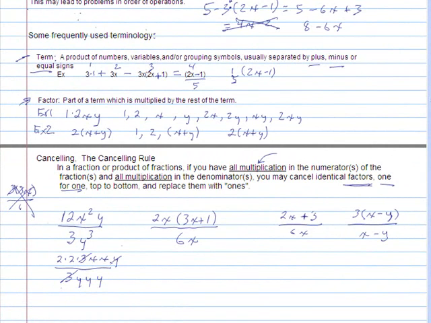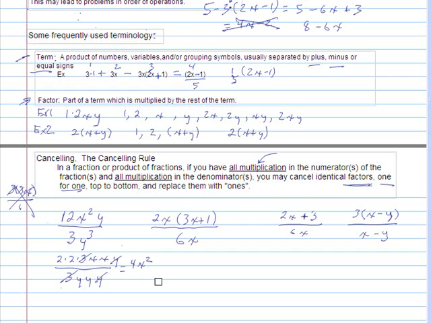The y on the top can cancel one of the y's on the bottom, and that leaves 2 x's on the top that did not get canceled, 2 x's on the bottom that did not get canceled. So we end up with 4x squared over y. We cancel the 3 over y squared.